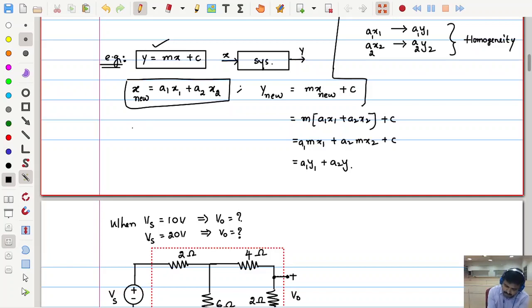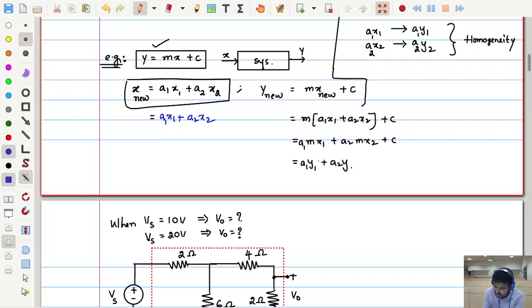But input can be brought into that format. You can see here the input is already in the same format, that a1 x1 plus a2 x2. What does it mean? We are taking the scaling operation and the additive operation together.